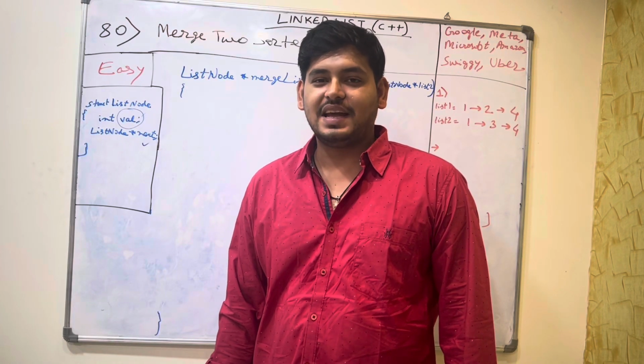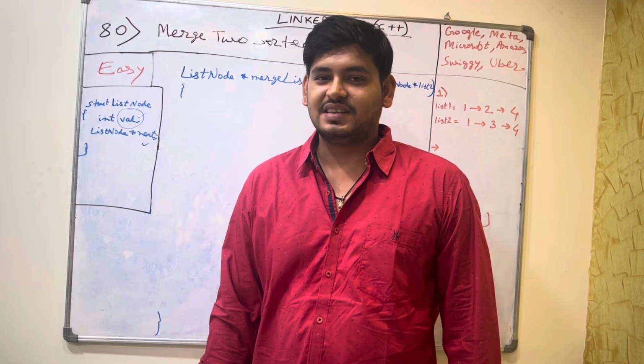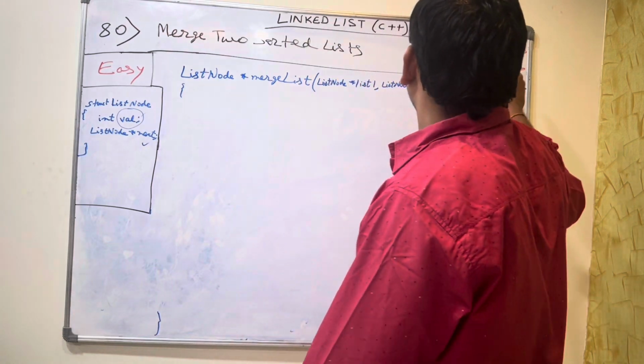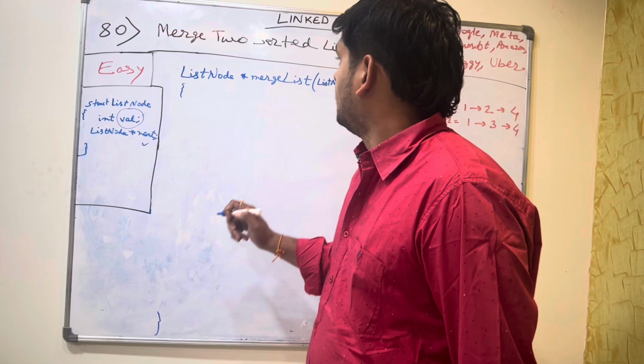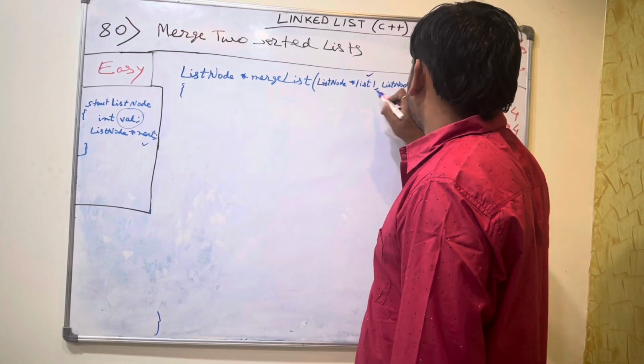Today we are going to solve the 88th question of the problem solving series and the 5th question of the topic linked list. The difficulty level for this question is easy and this question has been asked in Google, Meta, Microsoft, Amazon, Swiggy, Uber and many other companies. Merge two sorted lists. So we are given two lists, list 1 and list 2.